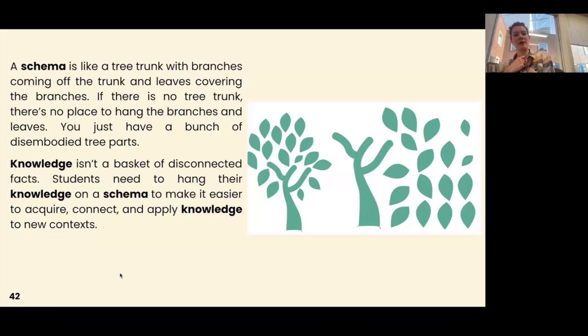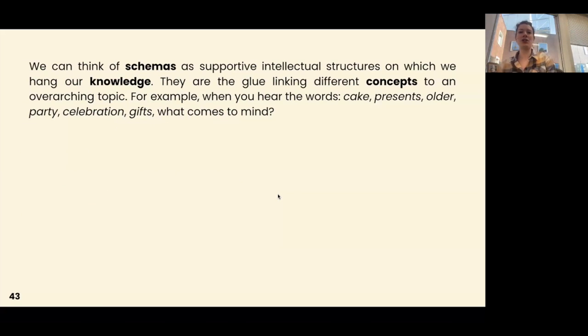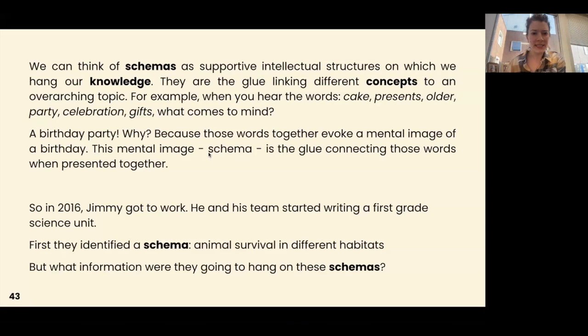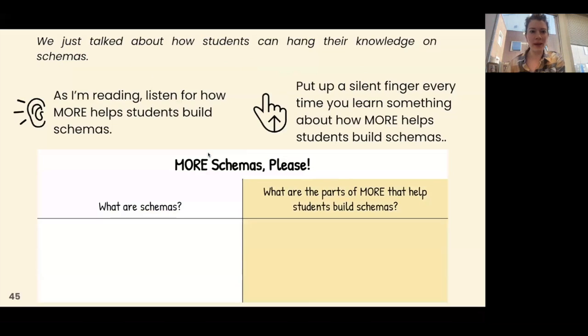Students need to hang their knowledge on a schema to make it easier to acquire, connect, and apply knowledge to new concepts. We can think of schemas as supportive intellectual structures on which we hang our knowledge. They are the glue linking different concepts to an overarching topic. So I'm just going to skip ahead just a little bit.